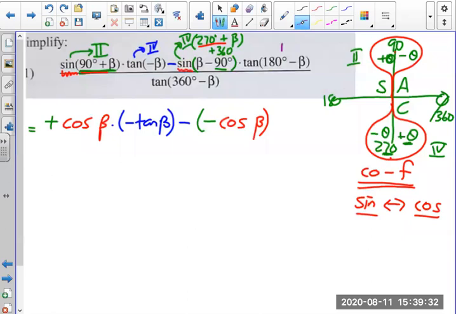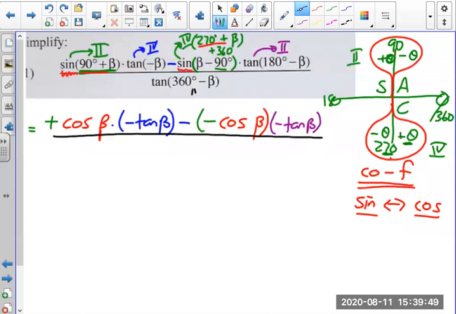Tan 180 minus, second quadrant where tan is negative. There's no thief, so it stays tan. And then my denominator, 360 minus, in the fourth quadrant. Tan in the fourth quadrant is negative. There's no thief, so it stays tan beta.